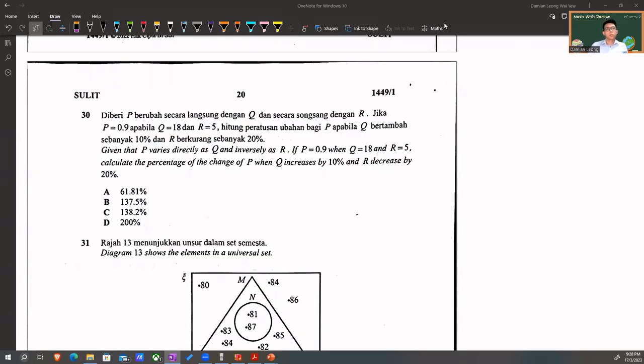Okay, so question 30 here, P varies directly as Q. P equals K times Q, inversely as R, so over R. If I sub in this, 0.9 equals K times 18 over 5. Bring over the 5 and 18. Fraction, bring over, flip it around. Times 5 over 18 is K. K would be 1 over 4.